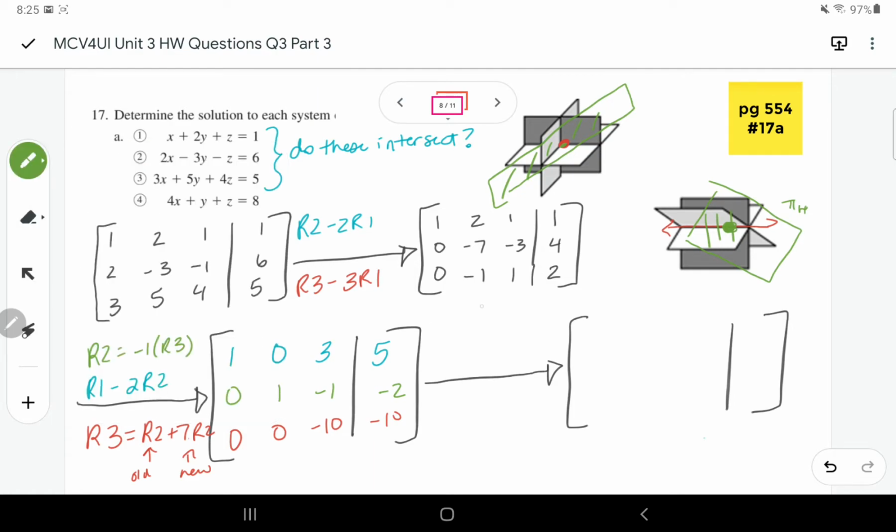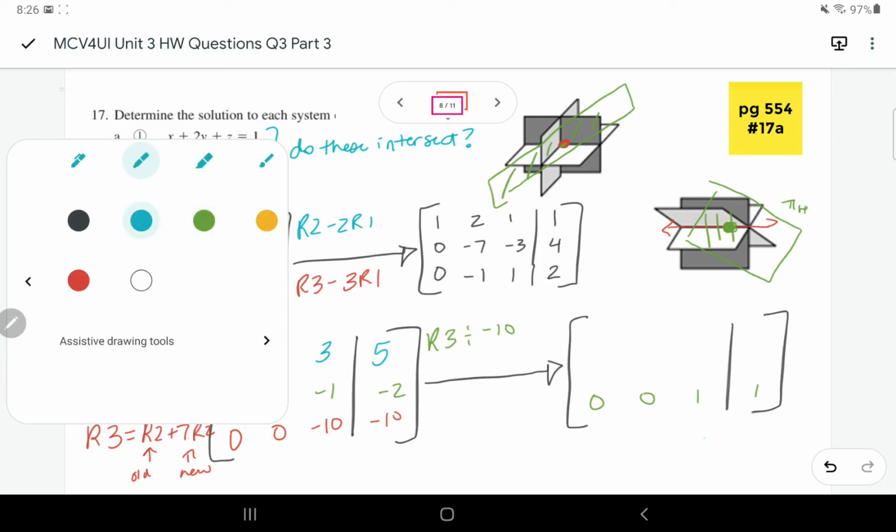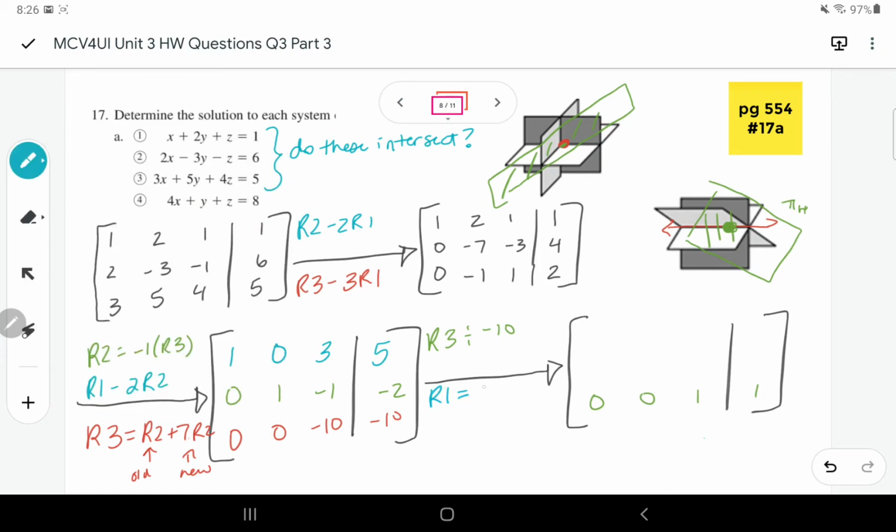Of course, the first thing we're going to do is get a 1 there, and I'll just divide out a -10. So that's row 3 divided by -10 is 0, 0, 1. And then for row 1, I'm just going to be subtracting row 1 minus 3 row 3s to clear out that 3 in that position. So here 1 minus 3 zeros is 1, 0 minus 3 zeros is 0, 3 minus 3 times 1 is 0, and 5 minus 3 times 1 is 2.